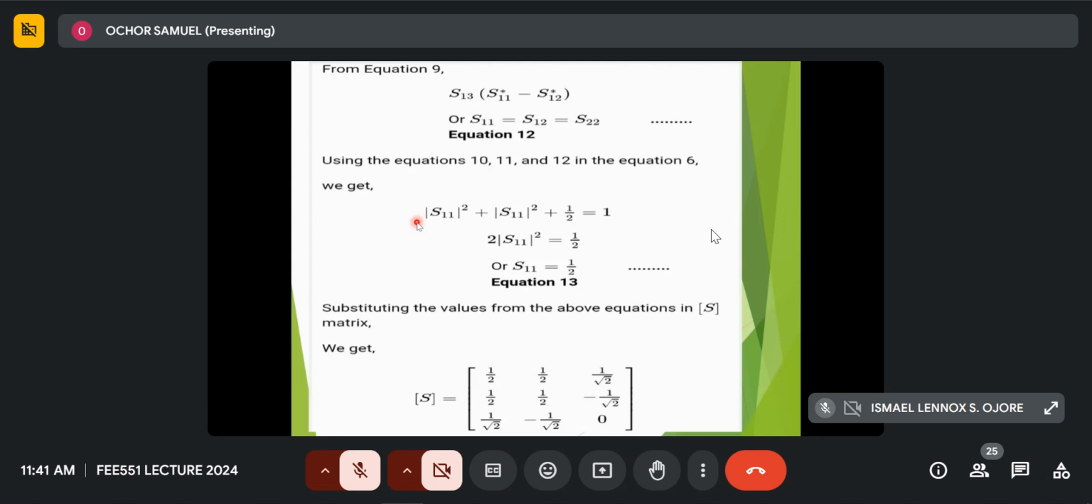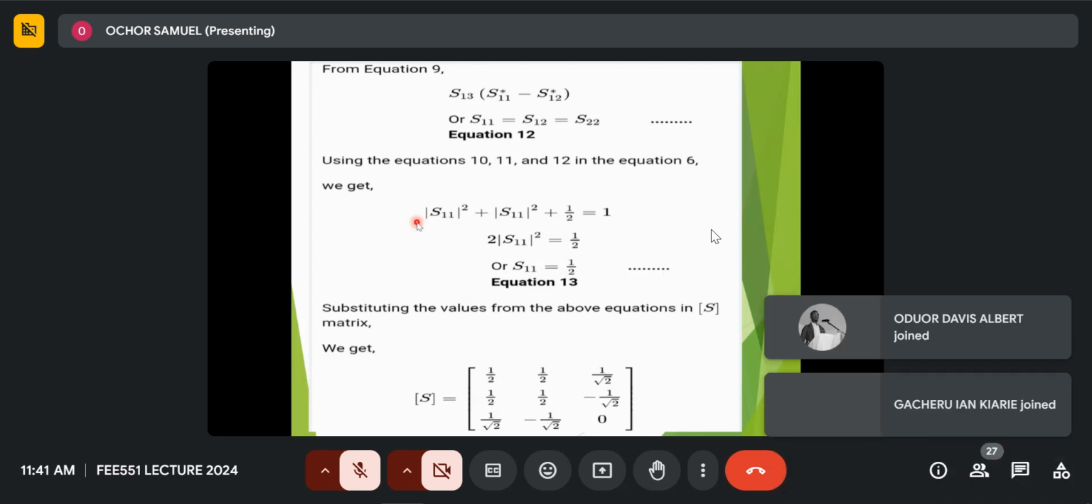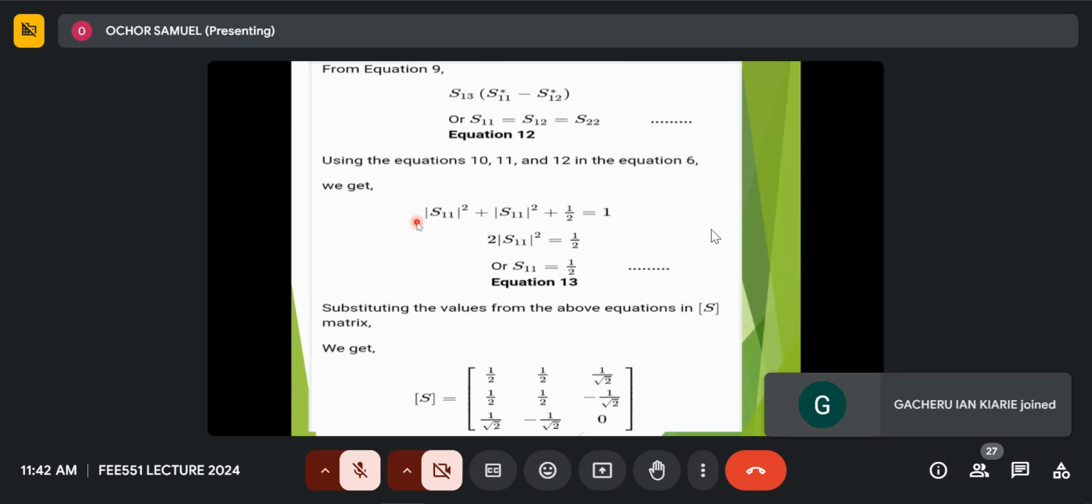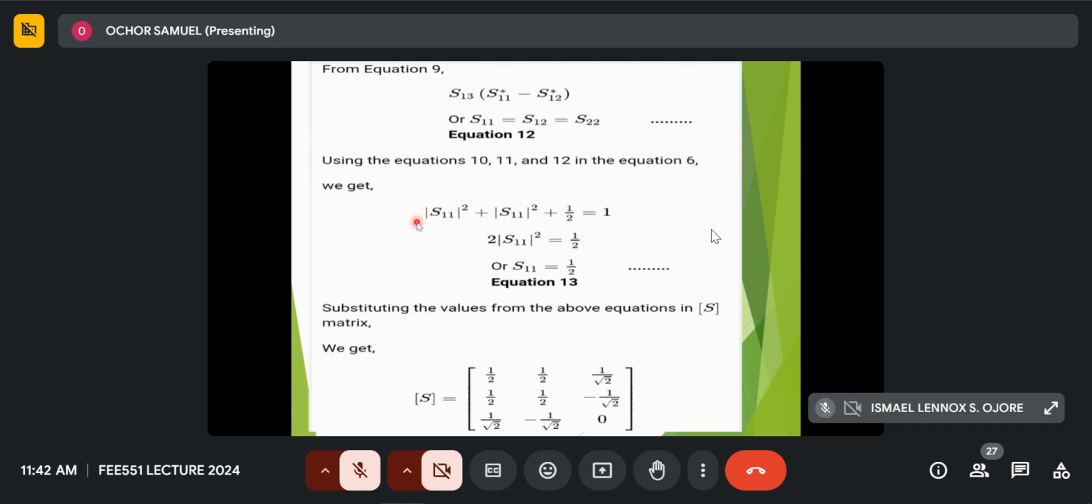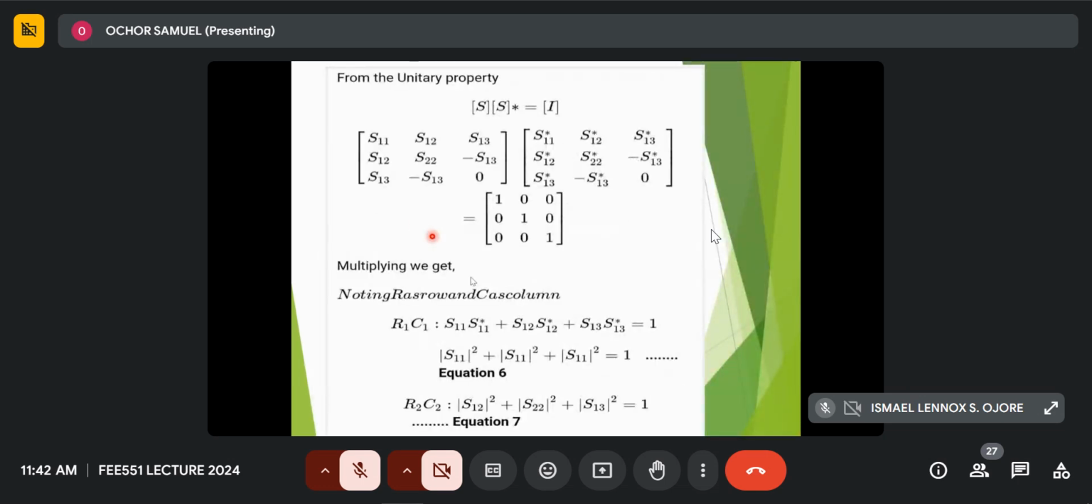And remember, we had already seen from the previous equation, S11 is equal to S22. So we can say S11 equals S12 equals S22. Now, using equations 10, 11, and 12, the equations we have derived up there, we can write equation 6, because we have already gotten so many. Equation 6 was initially S11 modulus squared plus S12 modulus squared plus S13 modulus squared is equal to 1.